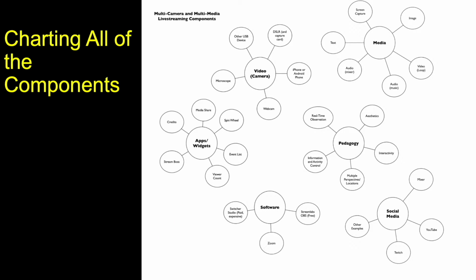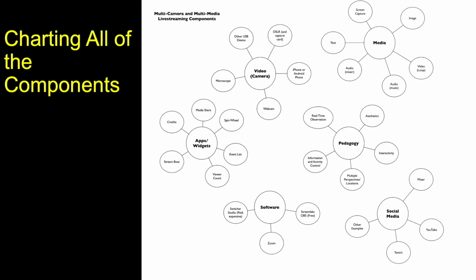You can have viewer lists, you can have event lists, spin the wheel, media shares, credits, stream bosses, and so forth. What's really cool about OBS is you get a blank black canvas and you can put everything on top of it with very little effort, and before too long you're running live on any of your favorite streaming platforms such as Twitch or YouTube.